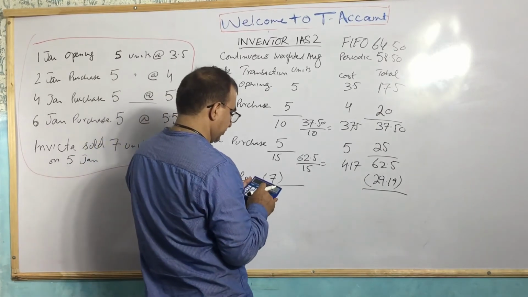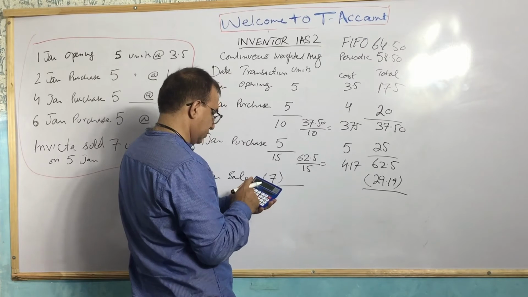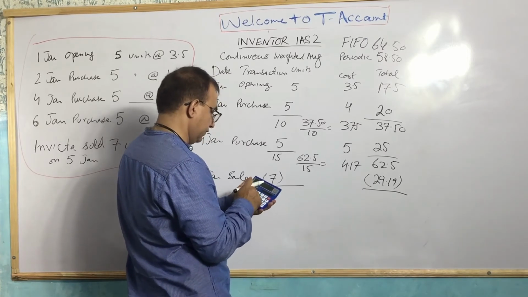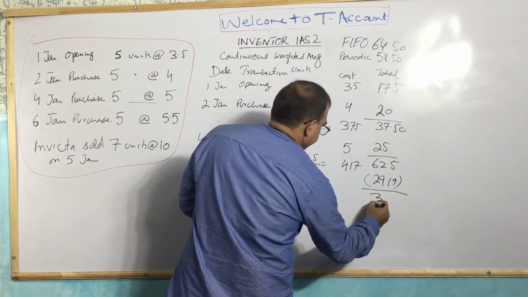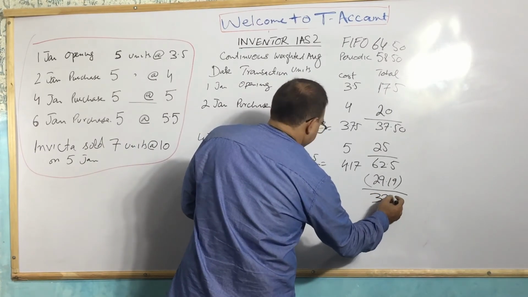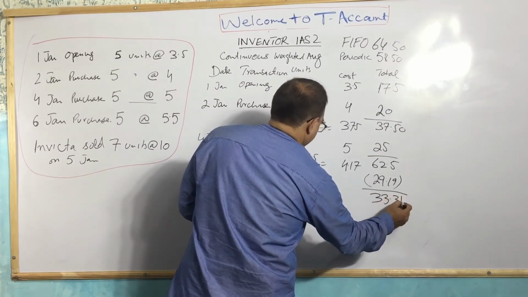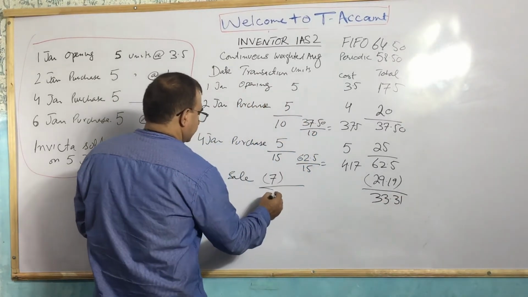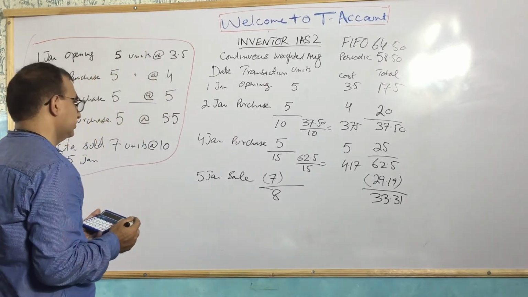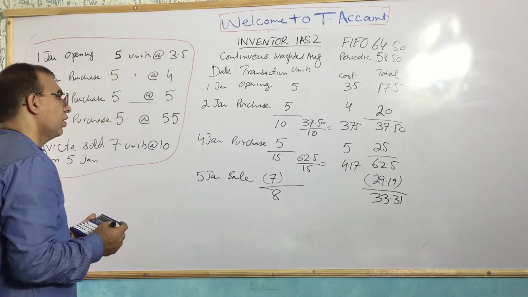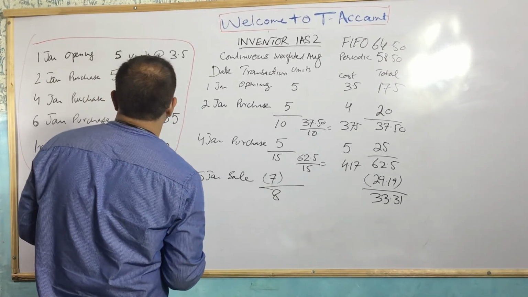So minus 62.5. So we have updated value is 33.31 and the units 8 on 5th January. What happened on 6th January?